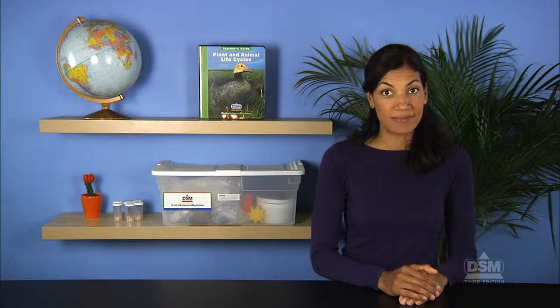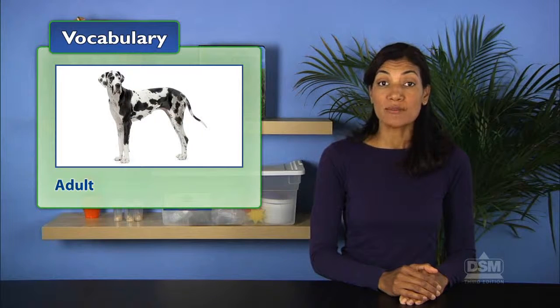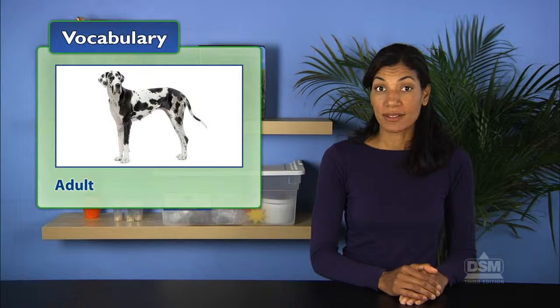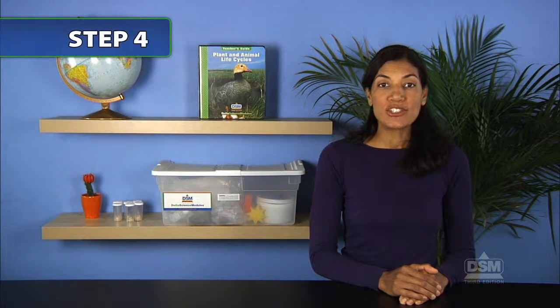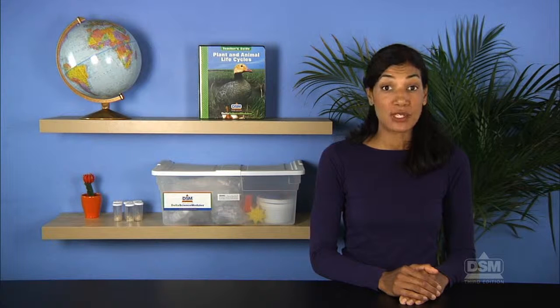Then tell the class that although they are tiny, these fruit flies are all adults. Define adult as an animal or plant that is fully developed or grown up. Then distribute to each team of 2 a copy of the adult fruit fly picture and instruct students to compare their drawings and list of characteristics to the picture of the adult fruit fly.